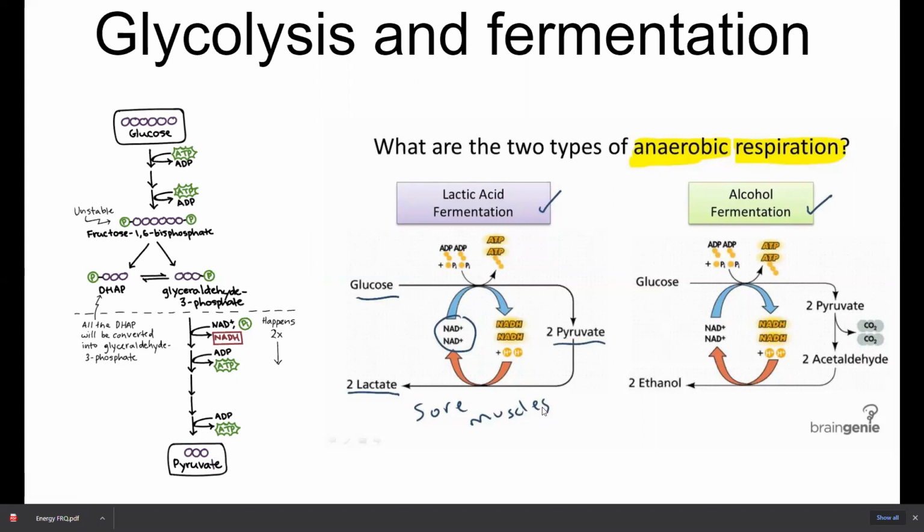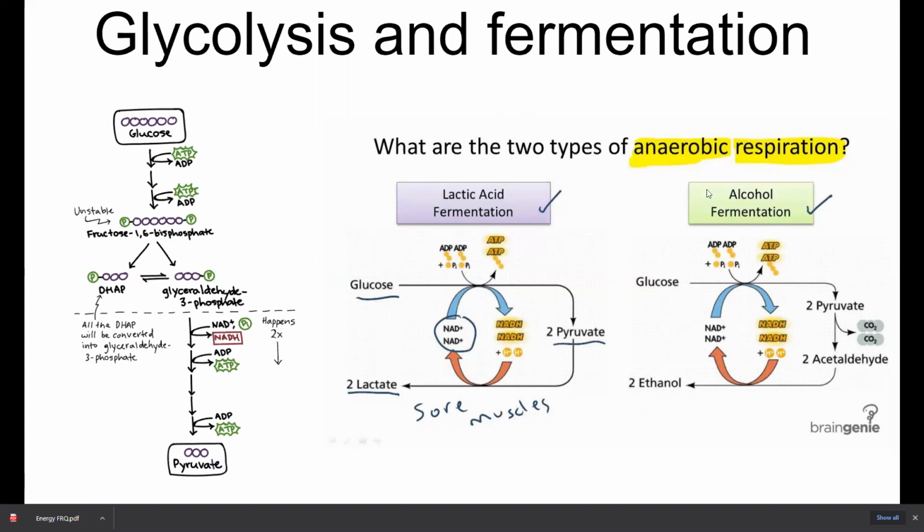Now, if there is no oxygen, this isn't going to go anywhere. This NADH can't be used up by the electron transport chain. And we need NAD+ in order to make glycolysis happen. So we'll do anaerobic respiration, otherwise known as fermentation.